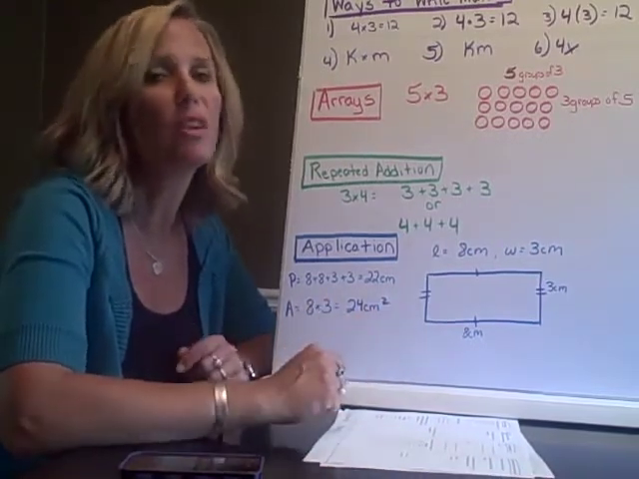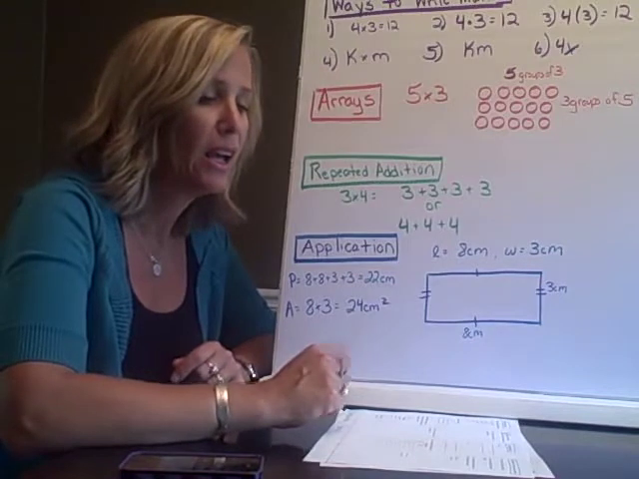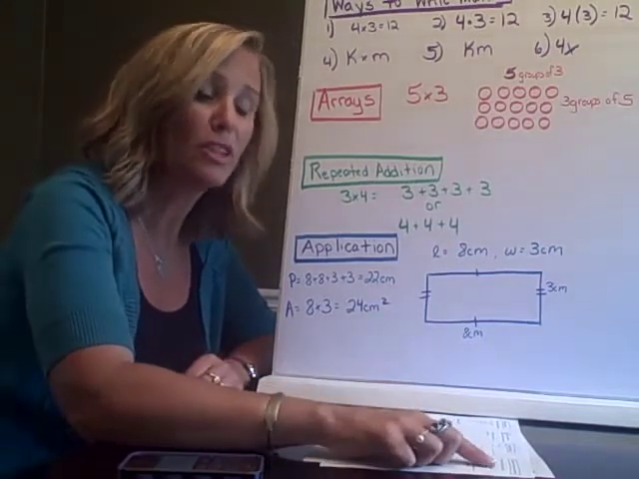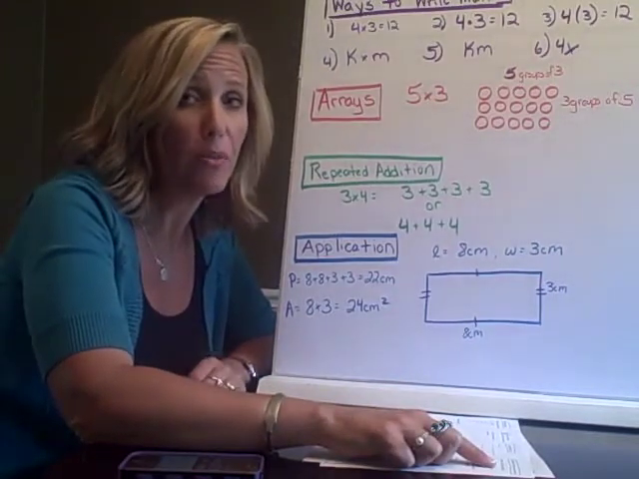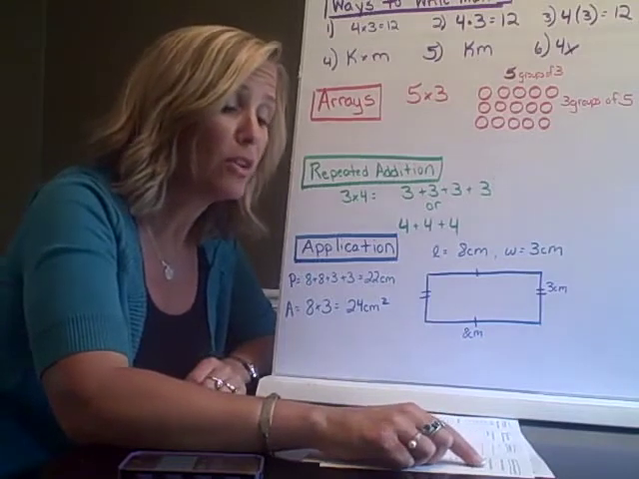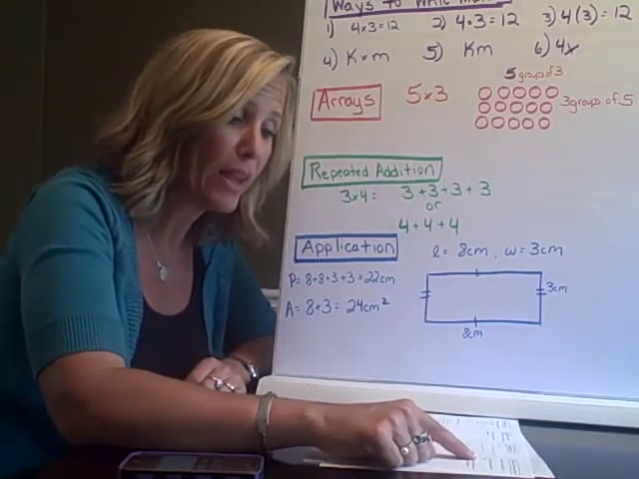And by application, we're just going to look at perimeter and area today. Now with perimeter, if you look at your notes, it says you add all the sides. That's just a reminder from last year. And for area, you multiply the length times the width.